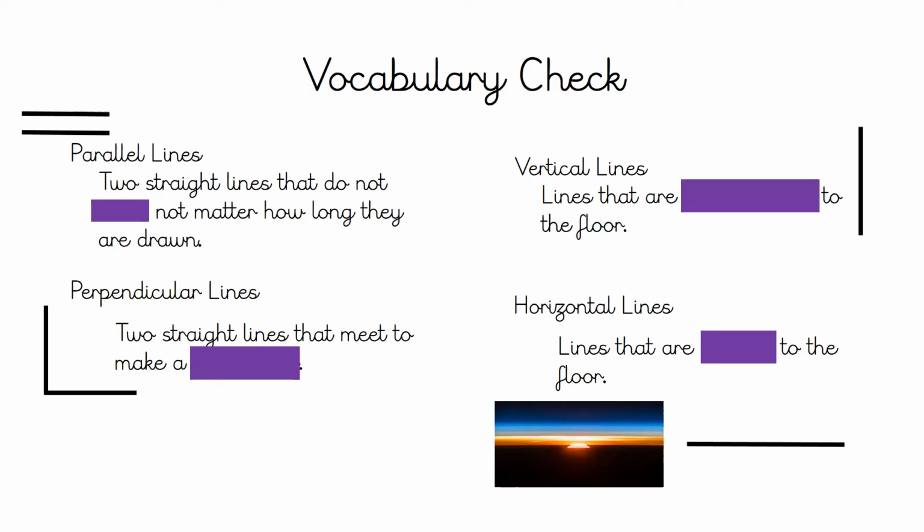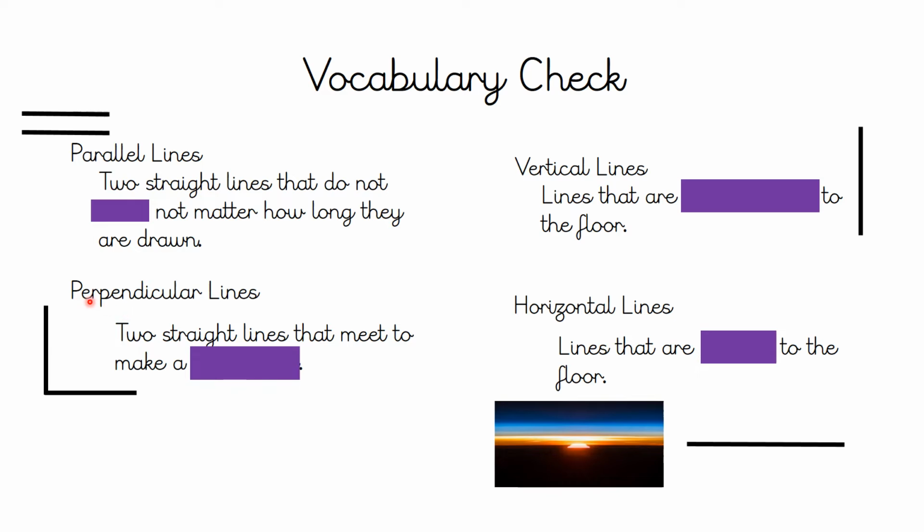To help us describe the 2D shapes, we're going to be using some of the vocabulary that we have already learnt. Pause the video and see if you can explain the definition of each of these words. Let's have a go together. We're going to read the definition out loud. Let's start with parallel lines. These are 2 straight lines that do not meet, no matter how long they are drawn.